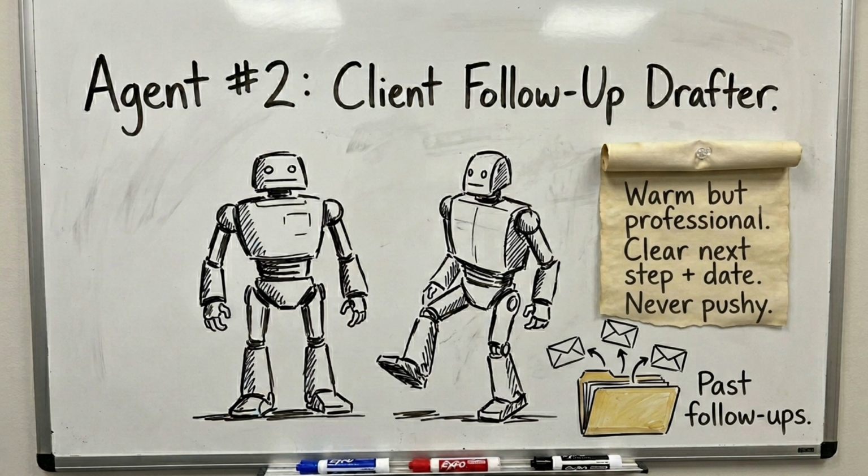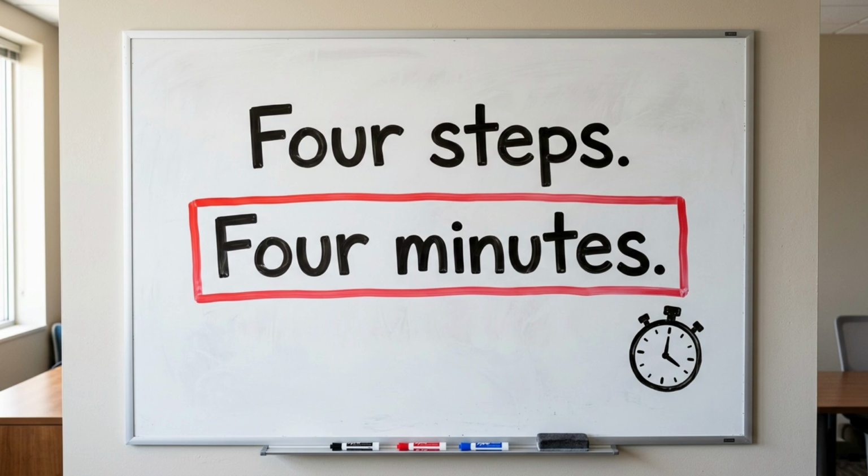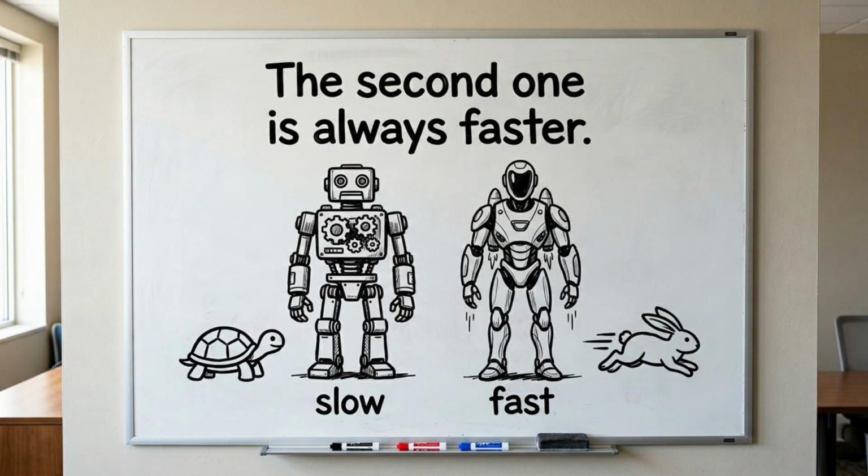Connect it to your email tool if your plan supports it, or simply paste in call notes manually if it doesn't. That's it. 4 steps, maybe 4 minutes now that you know the pattern. This is the part most tutorials skip, showing you that the second agent takes a fraction of the time of the first because you already understand the shape of the process.